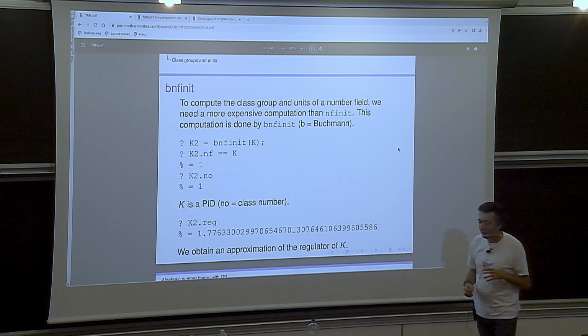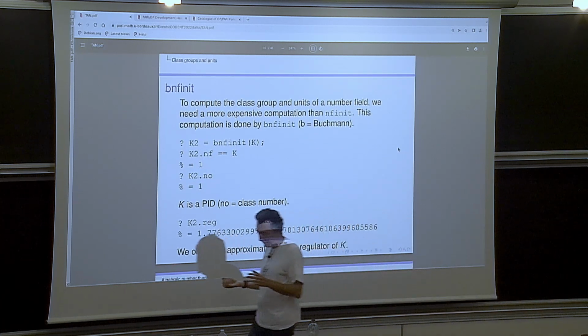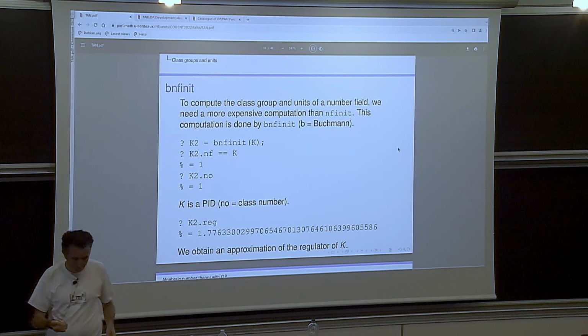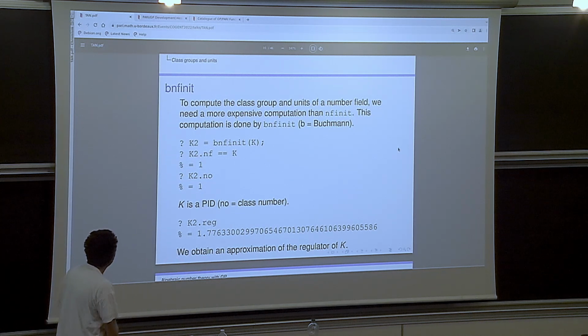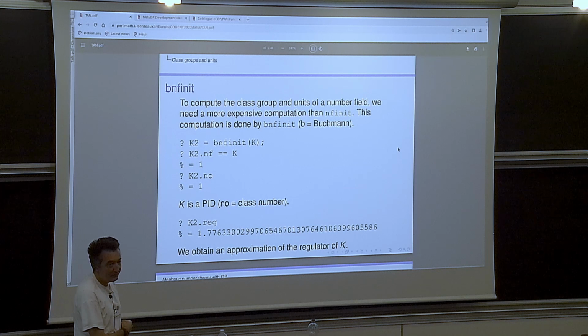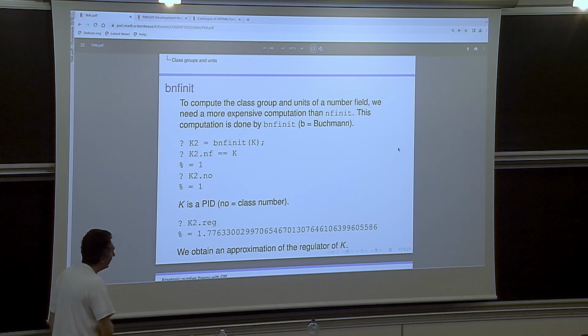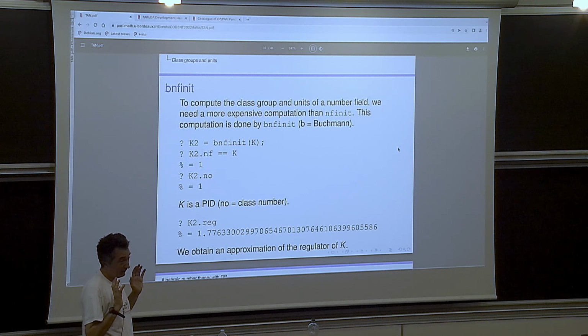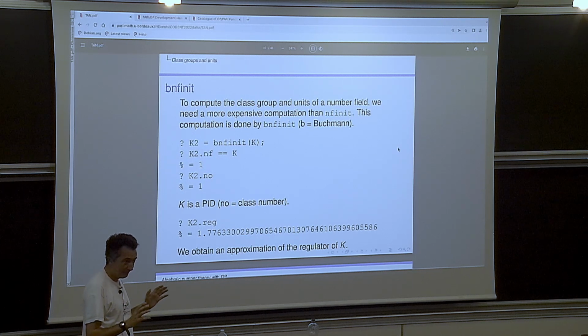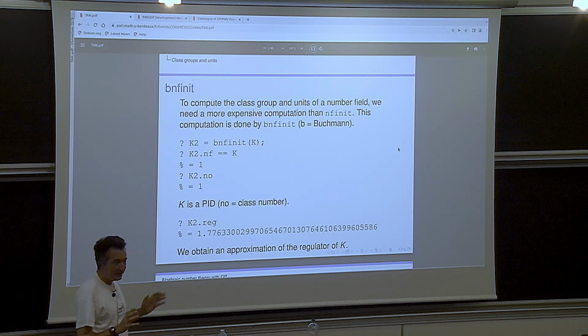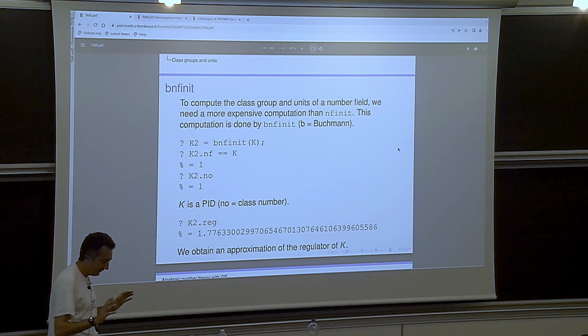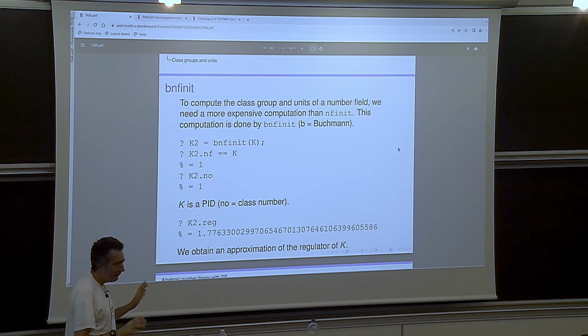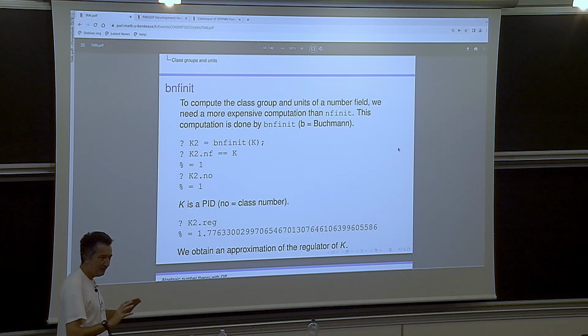So the last part, class group and unit. When you have a number field, there is a notion of class group and unit group. And this is the computationally difficult part. Before, the only computationally difficult part was that you have to factor the polynomial discriminant. So sometimes it can be very slow and difficult to do this. But once it's done, normally everything is polynomial time, is nice. Okay. Here is different.